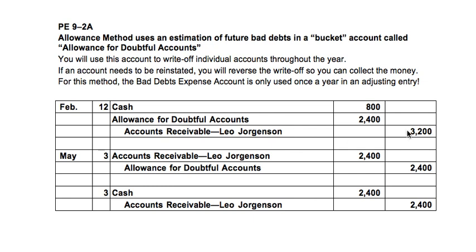On May 3rd, when we get that check in the mail for $2,400, we have to reverse the write-off. So we debit accounts receivable and we credit allowance for doubtful accounts, because we're reversing what we did up here, for $2,400. Then we debit cash and credit accounts receivable to record Mr. Jorgensen's payment of $2,400.